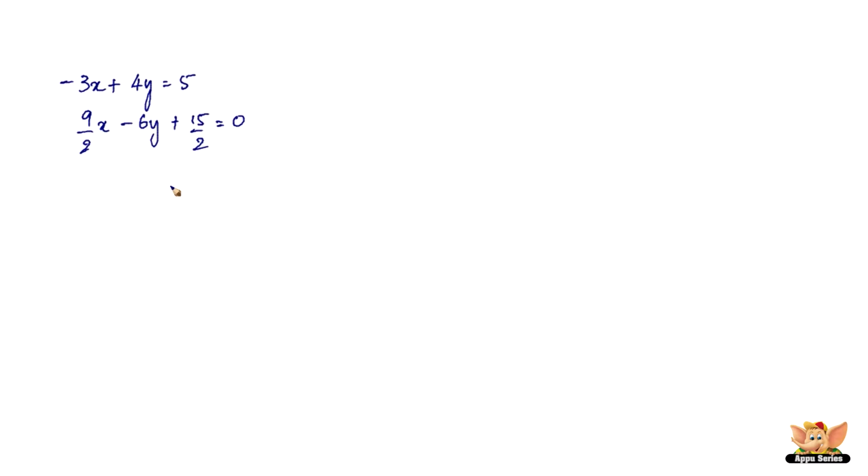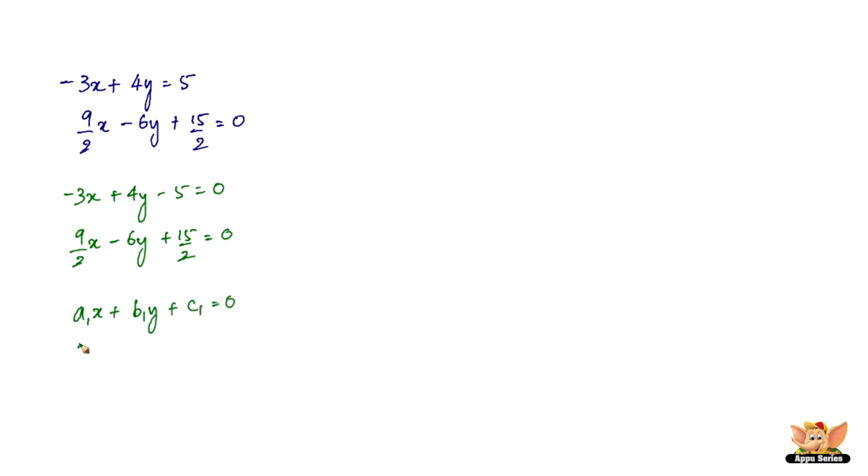So here we've got another set of linear equations in two variables, which reads minus 3x plus 4y equals 5 and 9 by 2x minus 6y plus 15 by 2 equals 0. So we first have to rewrite this as minus 3x plus 4y minus 5 equals 0 and 9 by 2x minus 6y plus 15 by 2 equals 0. This is of the form a1x plus b1y plus c1 equals 0 and a2x plus b2y plus c2 equals 0.